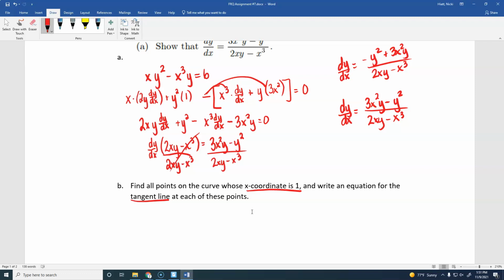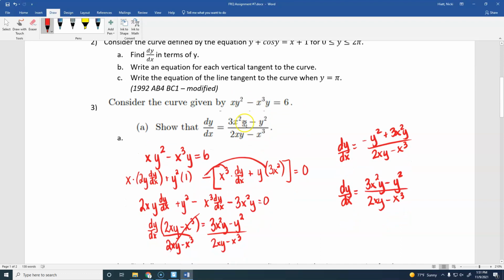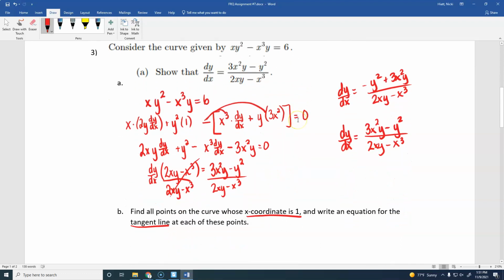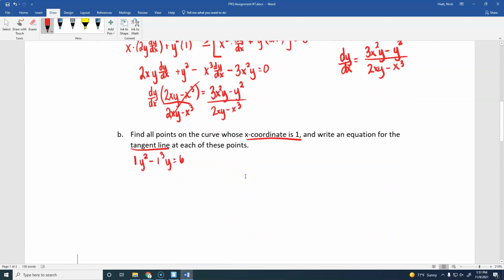Plug 1 into the original function. In this case, it's not a function because it's implicit differentiation, right? So we're going to plug 1 in for the x up here. We're going to have 1 times y squared minus 1 cubed times y equals 6. So you wouldn't do f of 1? You can't do f of 1, and you don't write any notation like f of 1 because you don't have f of x notation in this. So just show your work where you plugged it in, even though it is a 1, so that they're following what you're doing.